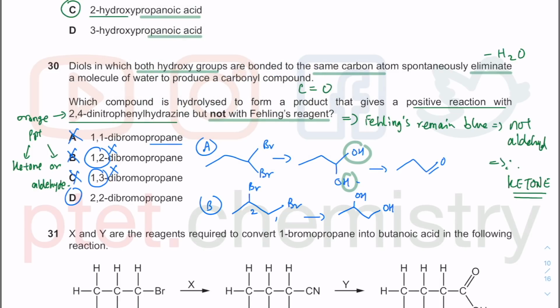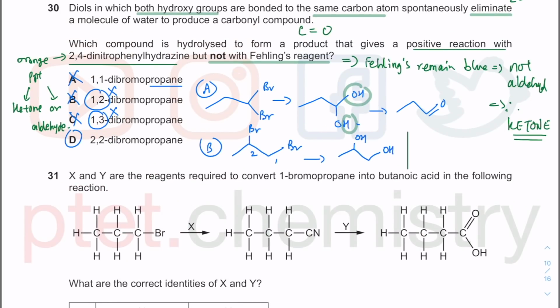Let me just double check with D. So what happened with option D? We have 2,2-dibromo like that. When they get hydrolyzed, you're going to get OH and OH. And then, of course, because they are now on the same carbon, we can eliminate H2O. And then we will get a ketone. So this is propanone. And this is as required in the question, where we will get orange precipitate, a positive reaction with 2,4-DNPH, but it will not be oxidized by Fehling's. And the Fehling's solution will remain blue there. So D must be the correct answer.